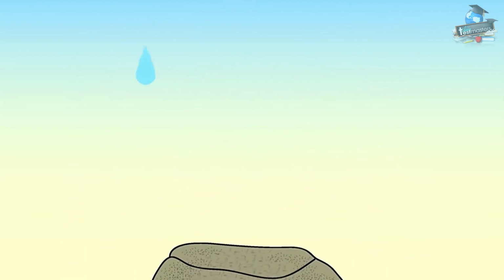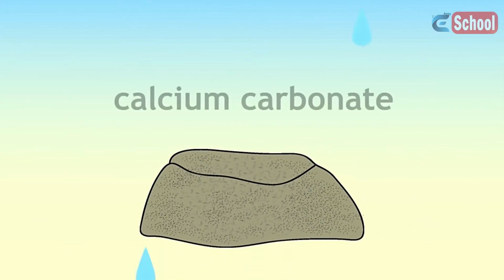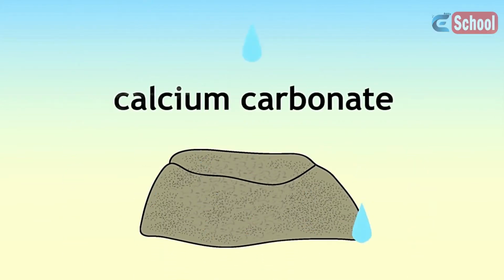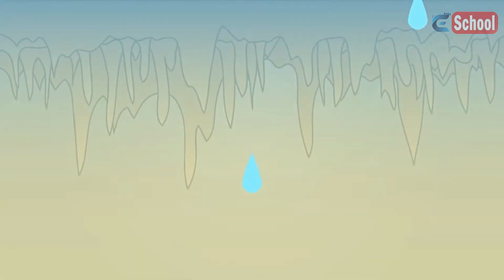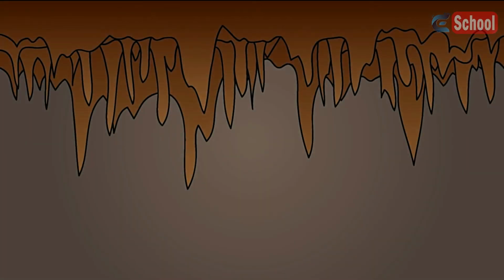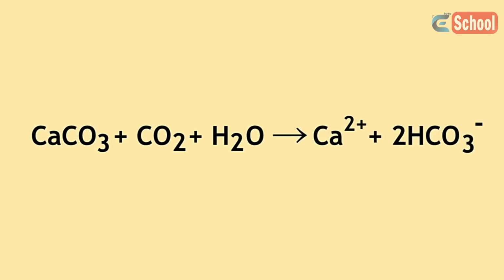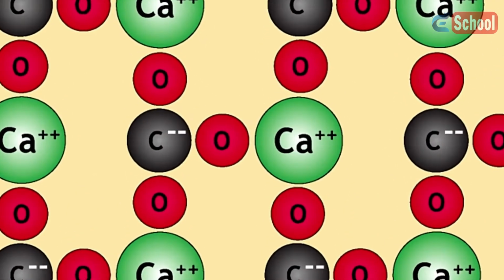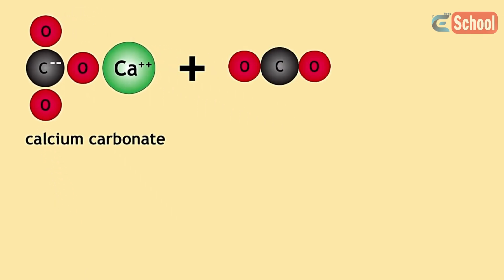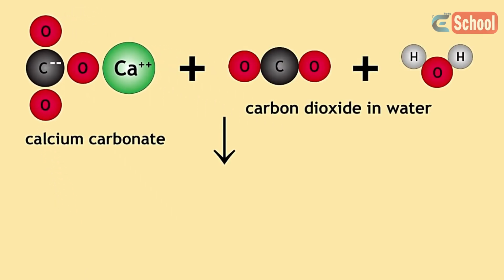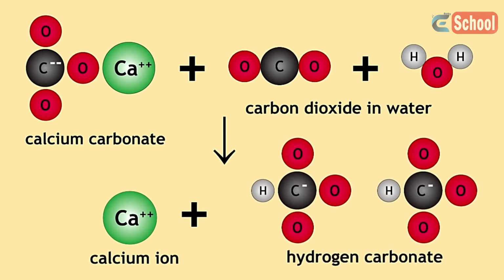When rainwater falls on limestone, that's calcium carbonate, the limestone dissolves slowly, which is how the great caves full of stalactites are formed. Here is the equation. Calcium carbonate reacts with the carbon dioxide in the rain to form soluble calcium hydrogen carbonate.